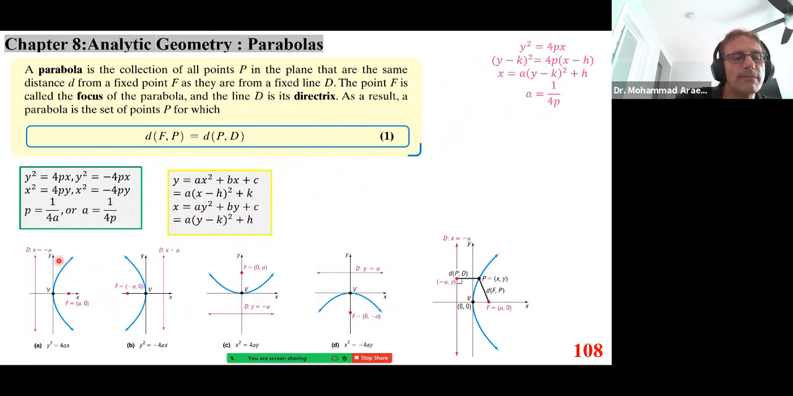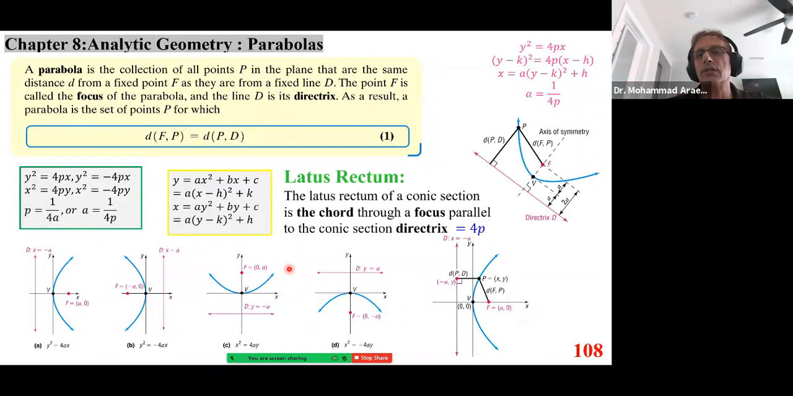So if it opens to the right, all you have to do from the vertex, go the focal distance to find the focus. And if you go down, you can find the equation of a directrix, whether it's a vertical line or a horizontal line, it depends how it opens. The last thing I want to look at is what's called latus rectum. If you draw a line from the focus horizontal to your directrix, the distance from here to here is the same as distance from here to here.